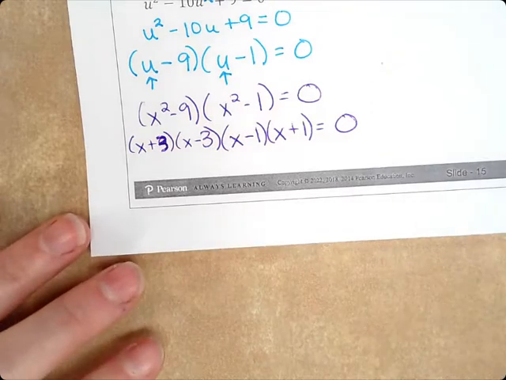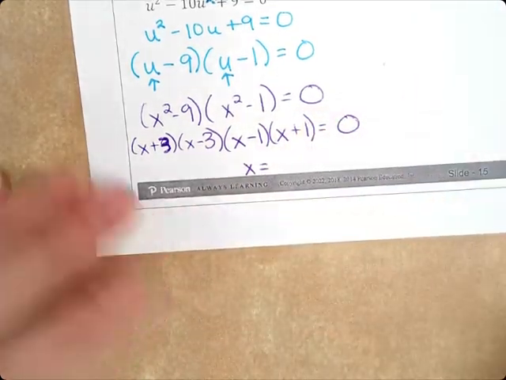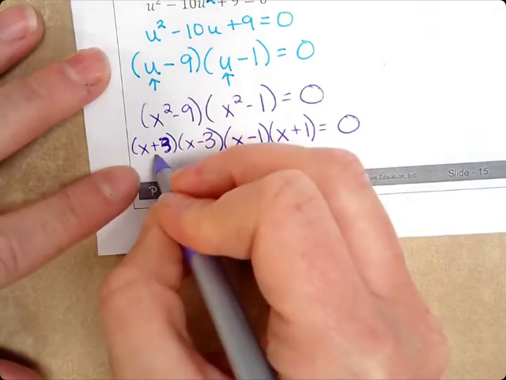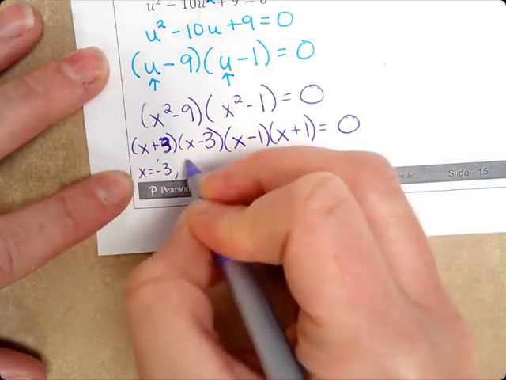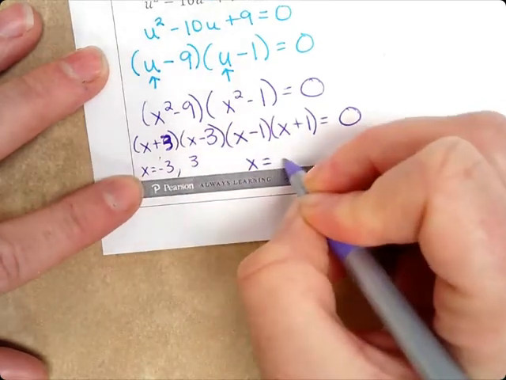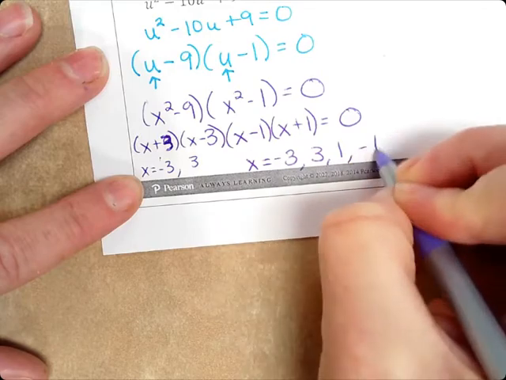Then we would solve. So then x equals, we're going to write it as a solution set. So what are the solutions? Negative 3, positive 3. I should have just written them down here. 1 and negative 1.